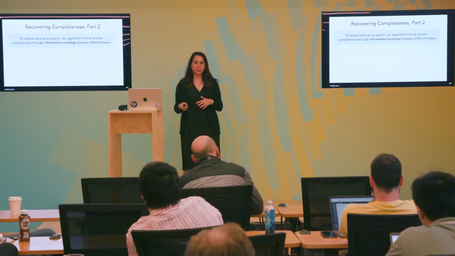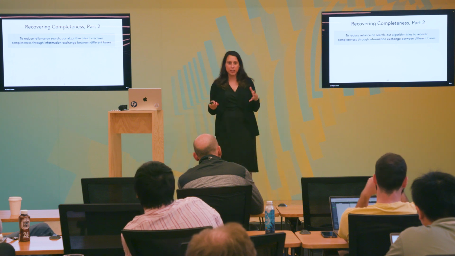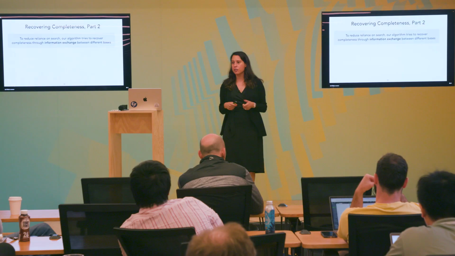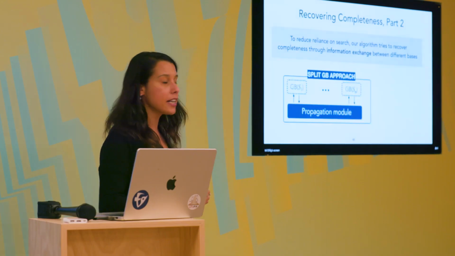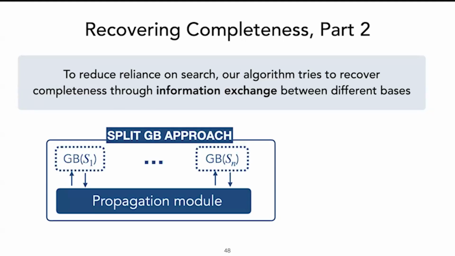on information exchange between different bases. It might give you a deja vu feeling, like the first part of the talk where we did information exchange between the SMT solver and the static analyzer. And here we do something similar, right? In this split Gröbner basis approach, we break our system into n different subparts. We compute a Gröbner basis for each of them separately.